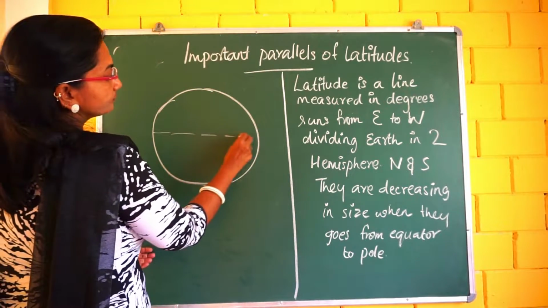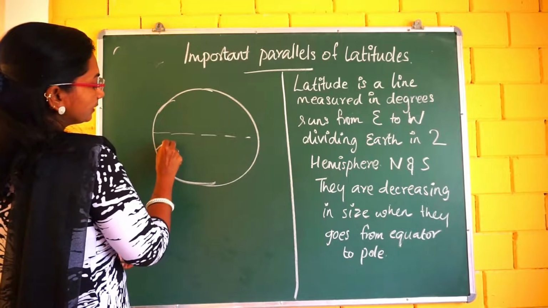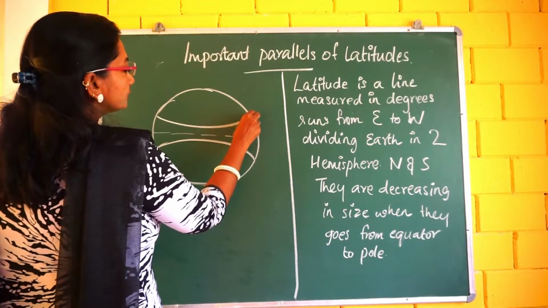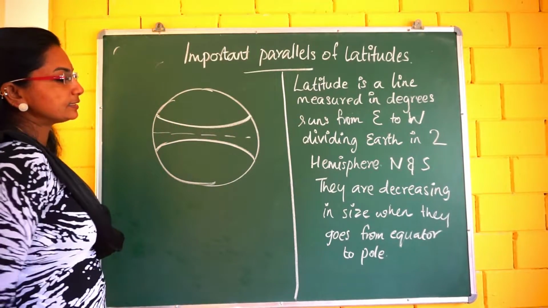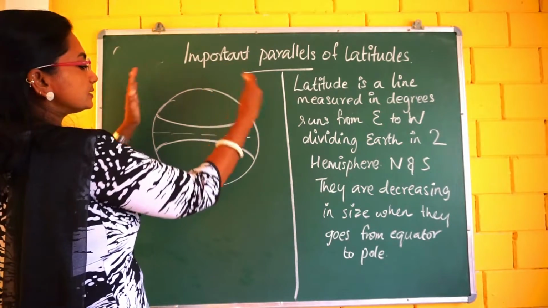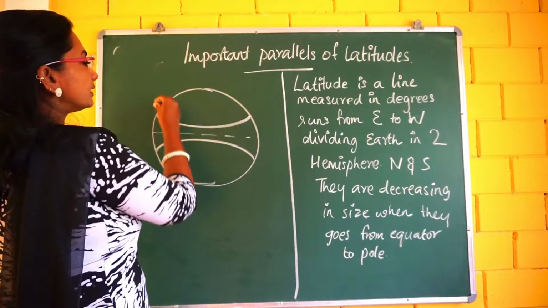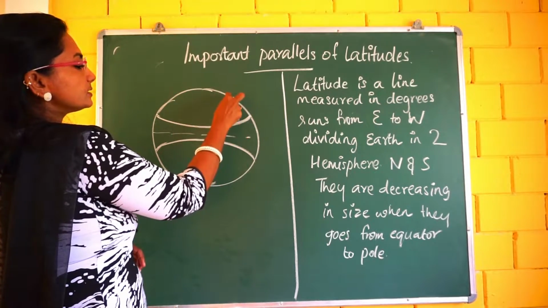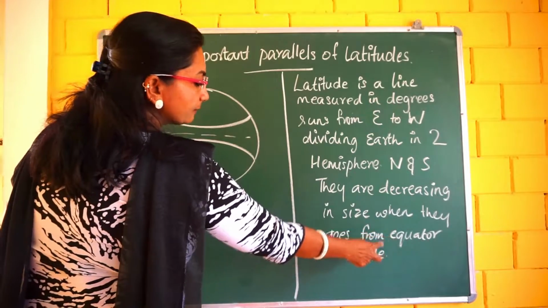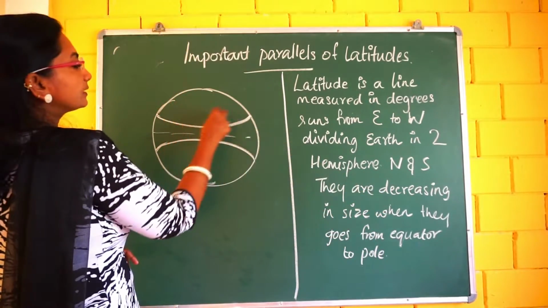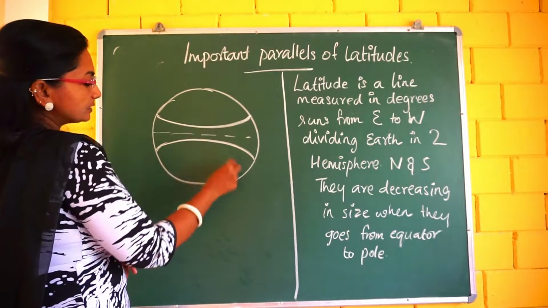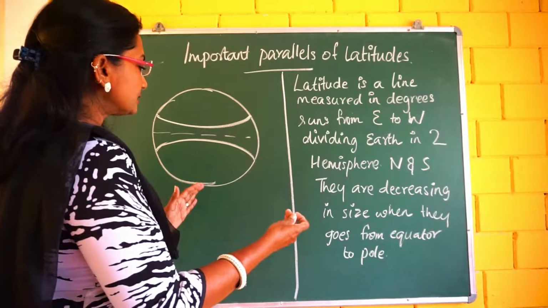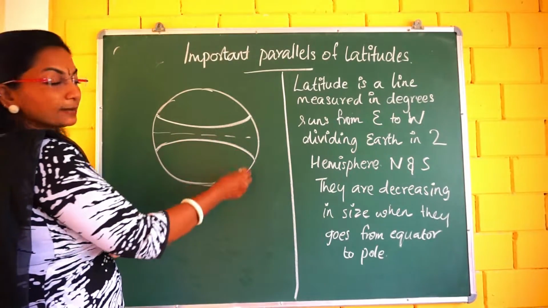This is the equator, isn't it? And I told you there are other imaginary lines also, to the north and to the south, isn't it? That means when they are going, it is in a circular shape. So when we are drawing these imaginary lines, we can understand that the size from the equator to the pole is always decreasing. If it is going to the north, and if it is coming to the south also, the size of these imaginary lines is decreasing.